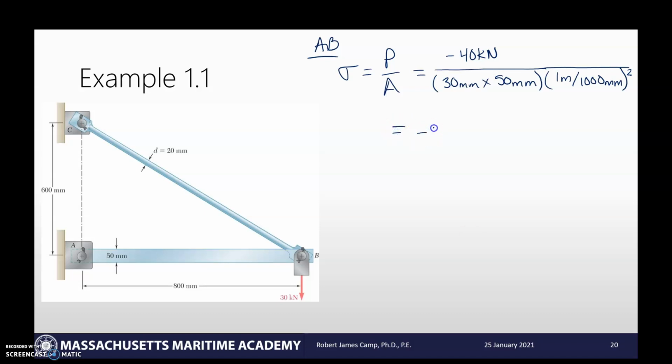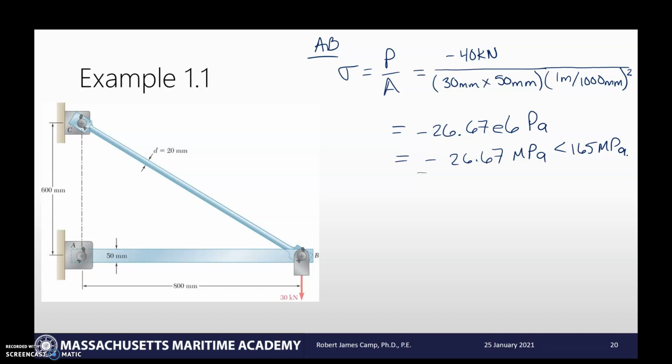We calculate that out, and it's negative 26.67 times 10 to the 6th. This is engineering shorthand: E6 just means times 10 to the 6th pascals. And that is negative 26.67 megapascals compressive stress. And that is going to be less than our 165 megapascals of stress. So AB is fine. AB will not fail.